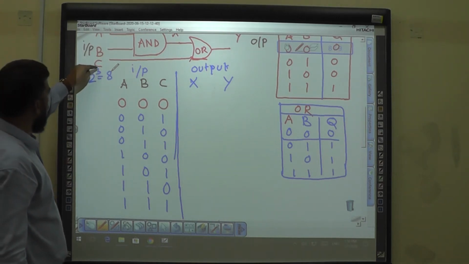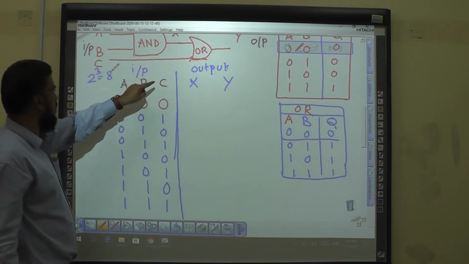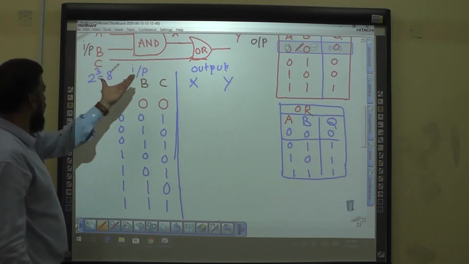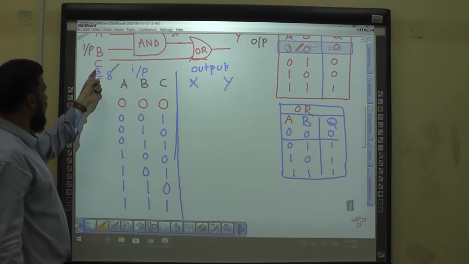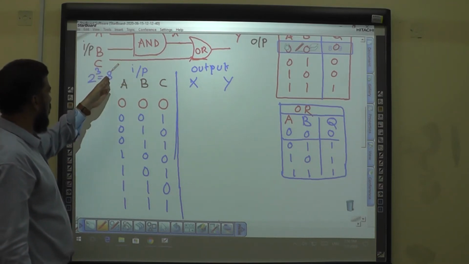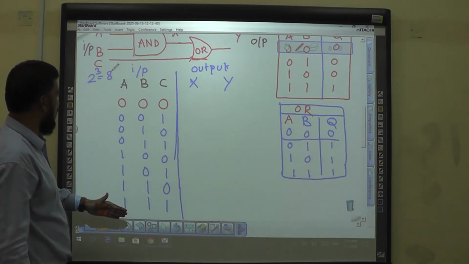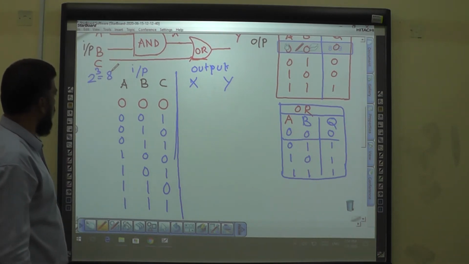Power of 3 means 3 are the inputs, A, B, C. So if the number of inputs is 3, you have to put 3. If the number of inputs is 4, you have to put 4 here. So the combinations will increase: 4, 16. Now in this case we have to see what the output will be.